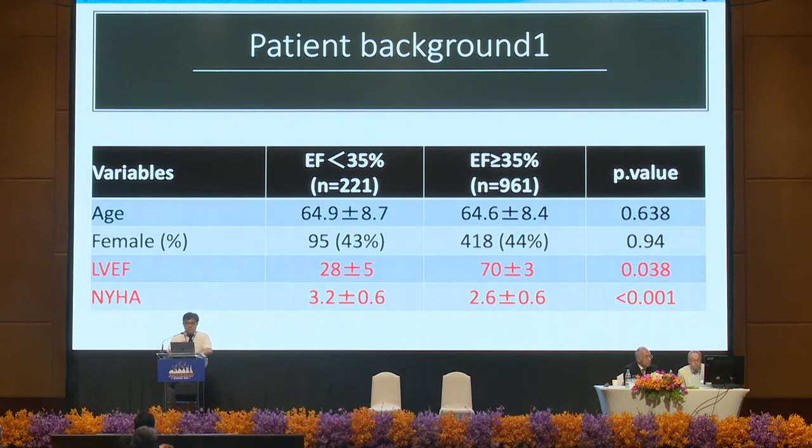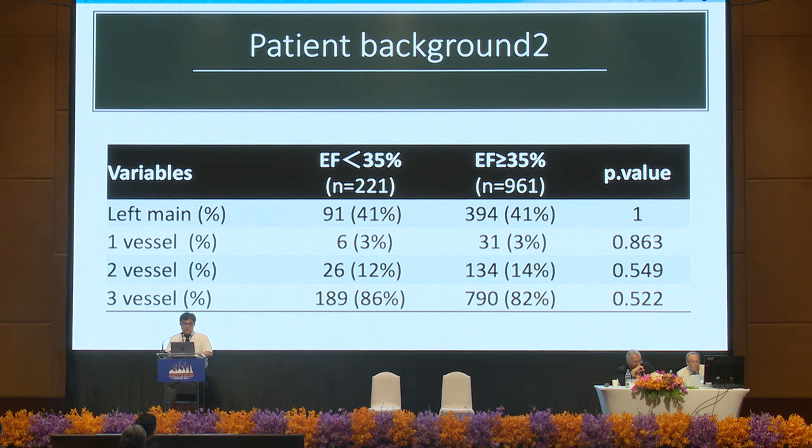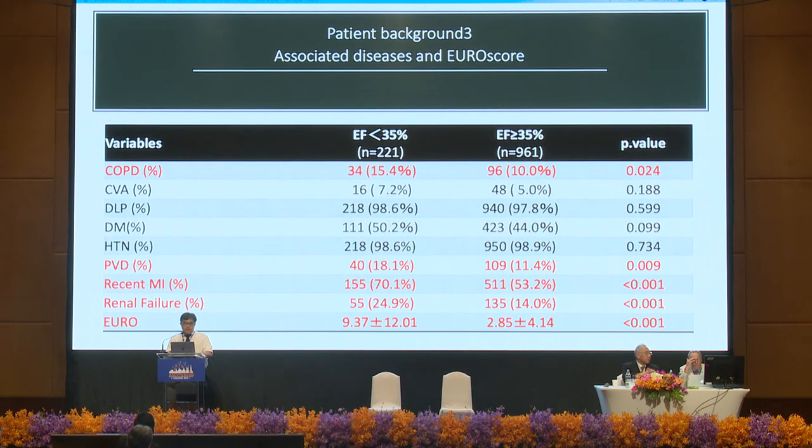What about the patient breakdown? Number one, you can see on the left, LVEF is quite different: in the EF below 35 group it is 28, and above 35 it is 70. New York Heart class is significantly different. Background number two, regarding the variables, there is no difference between the two groups. Background number three, the associated disease and Euro score. What is different is COPD, peripheral vascular disease, recent MI, and renal failure, meaning creatinine above 2. Euro score is significantly higher in the low ejection fraction group.